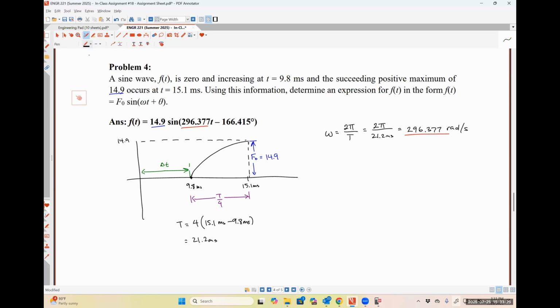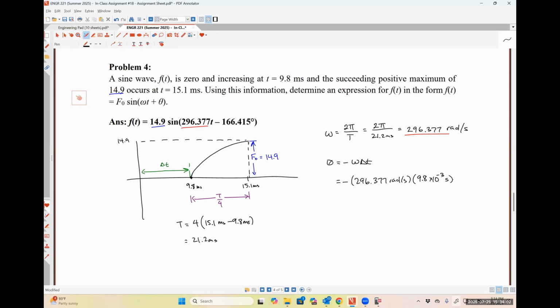So our phase angle theta is going to be negative because we know that we are time shifted to the right, so we have a negative phase angle: negative omega times delta t. So that's going to be negative 296.377 radians per second multiplied by 9.8 times 10 to the minus 3 seconds. If I multiply those two numbers together, I'm going to get an angle in radians.